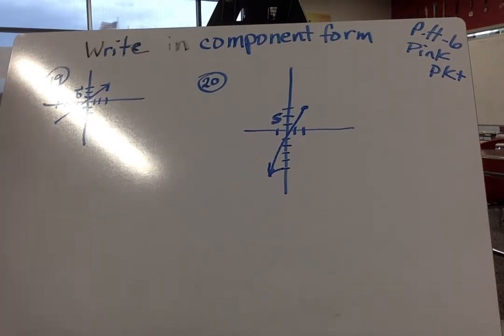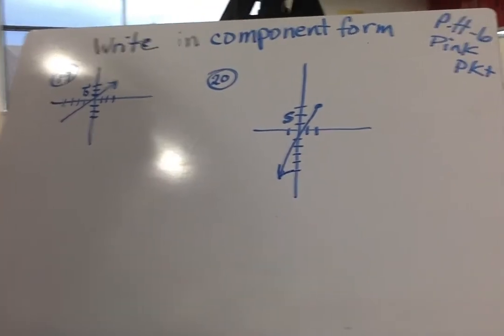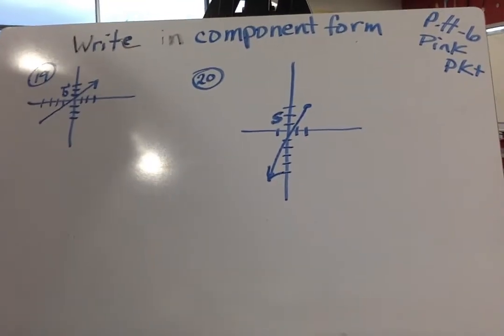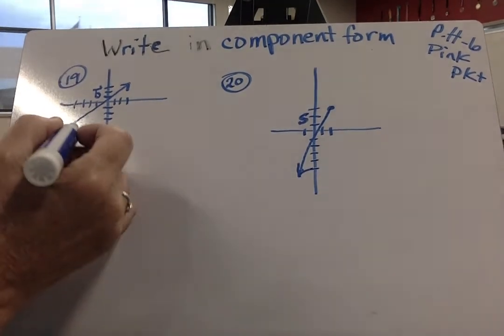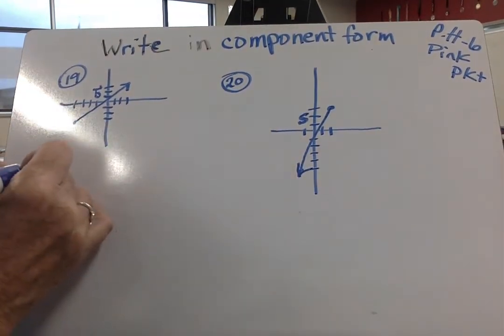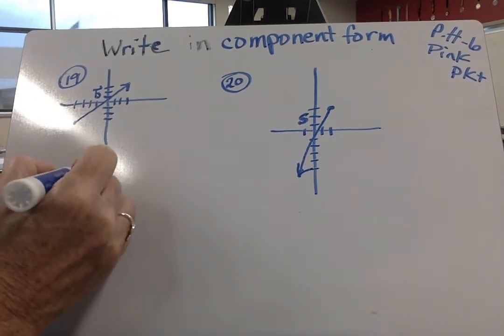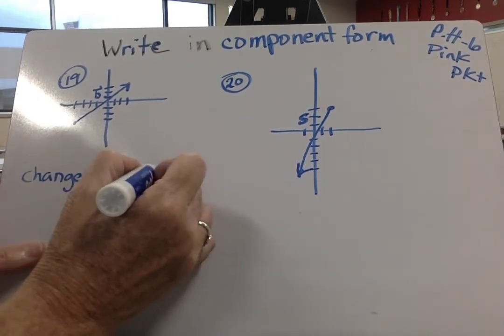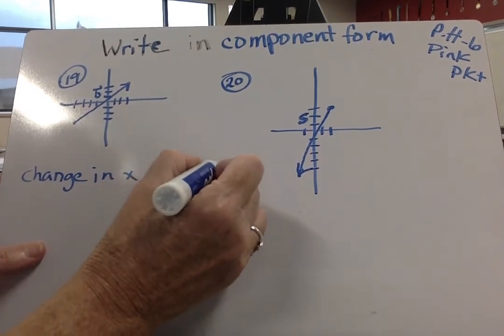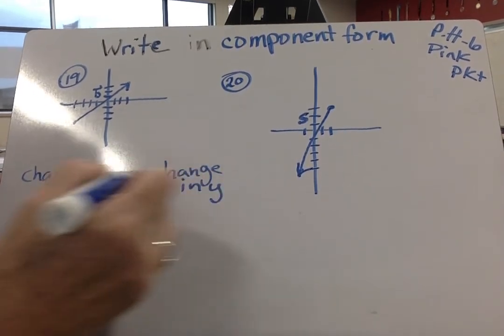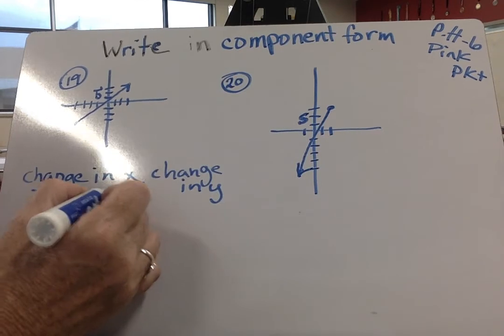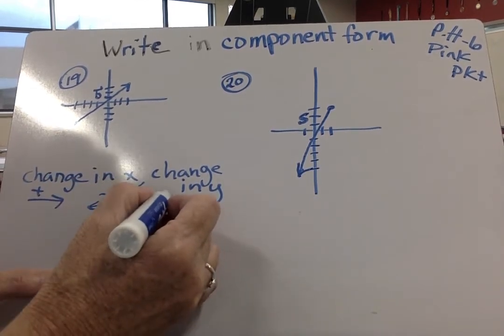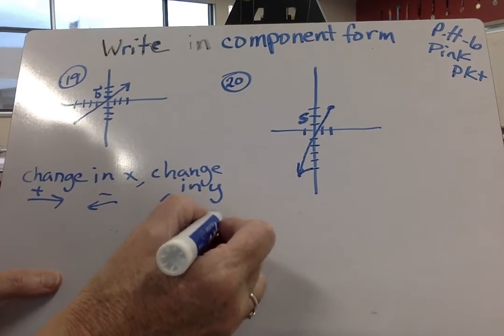We're going to continue on. And it says write in component form. Number 19. Kind of difficult to see there because of the light, okay? So what it means is we're going to figure out the change in x and the change in y. If it goes right, it's positive. If it goes left, it's negative. For change in y, if it goes up, it's positive, and if it goes down, it's negative.